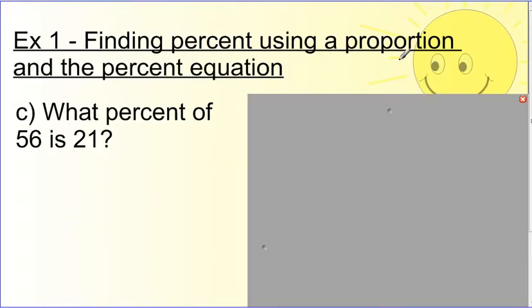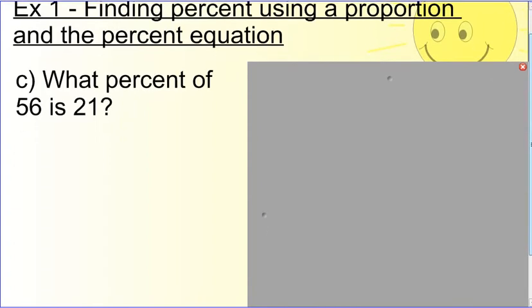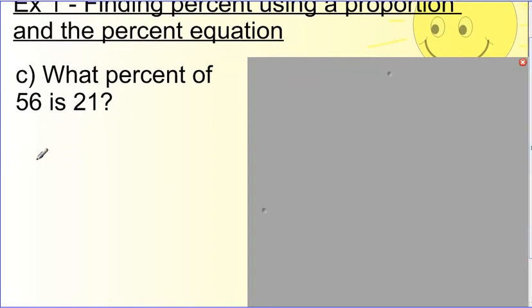Letter C. Find the percent of 50, or what percent of 56 is 21. So first off, 100%. I don't have a percent. That's my variable. Over here, the of number is 56, and whatever number is left over.